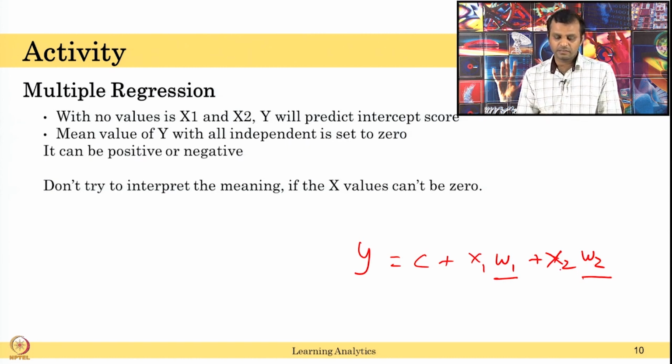Okay. You can interpret the meaning of the weights, not c. This indicates how strongly this particular variable is correlated with y, keeping all other variables constant. Okay, that is the linear regression.